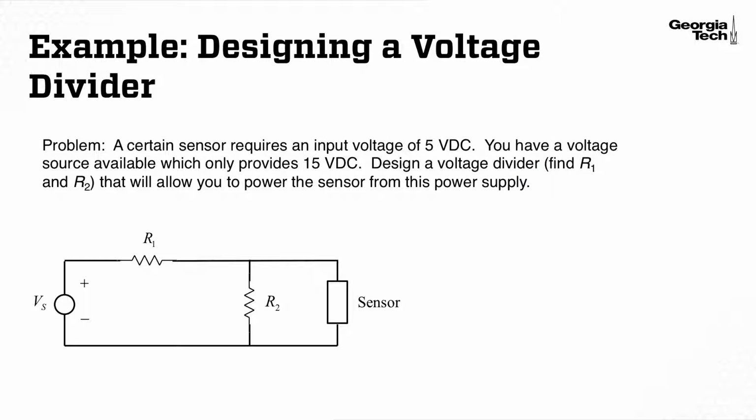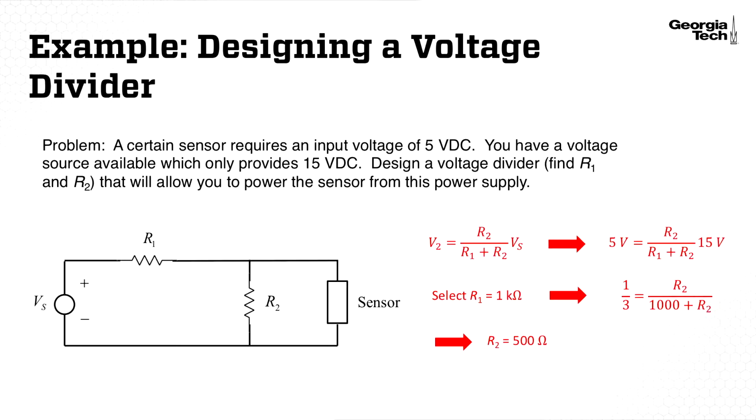Let's design a voltage divider for a certain example circuit. A certain sensor requires an input voltage of 5 volts DC. So that's specified in the sensor spec sheet. The voltage source you have available, Vs, only provides 15 volts DC, so maybe that's a battery, for instance. We want to design a voltage divider, which essentially means we want to find R1 and R2 that allows us to power this sensor from the power supply we have available. So we'll want to take 15 volts from our source and power a 5-volt sensor. Let's look at how to do this.